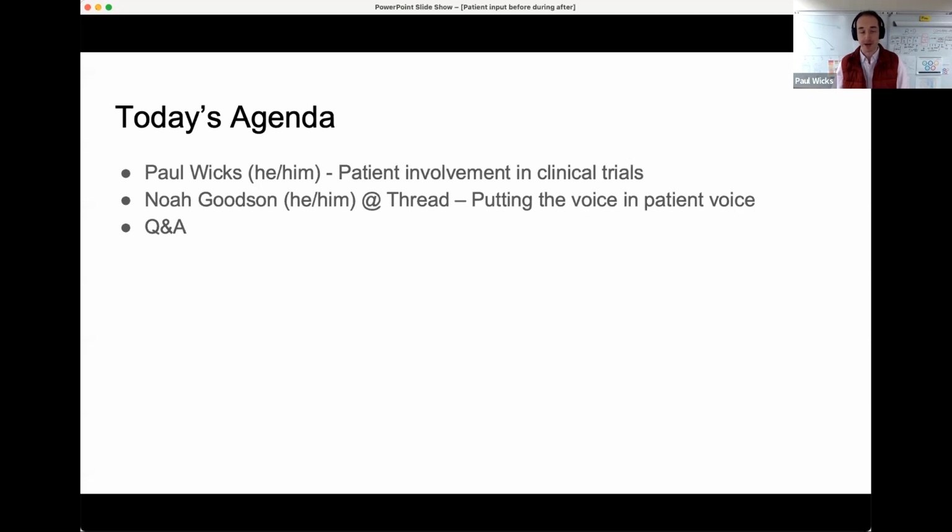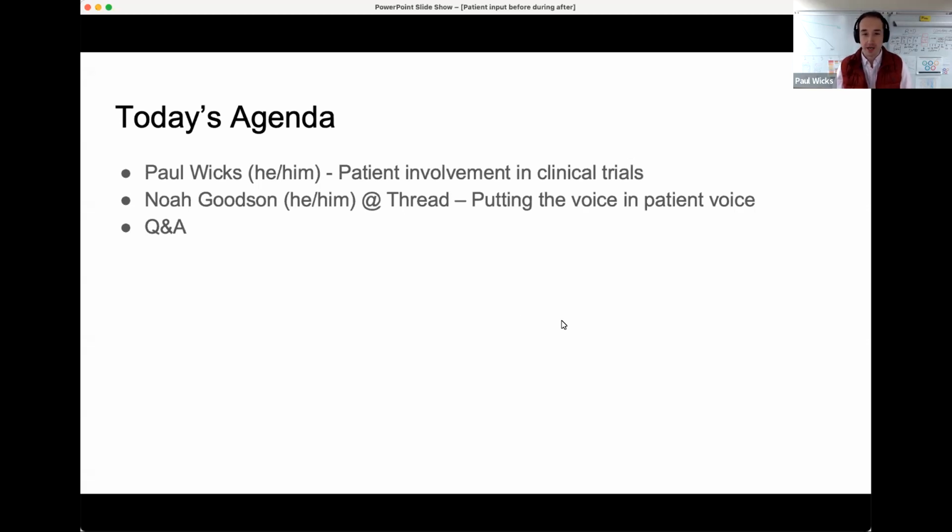next steps. I'm then going to hand over to my colleague, Noah Goodson, and we're going to work through a specific case study and talk about a very interesting, innovative technology approach to getting patient input. And then we'll try and make sure that there's time at the end for some questions as well.